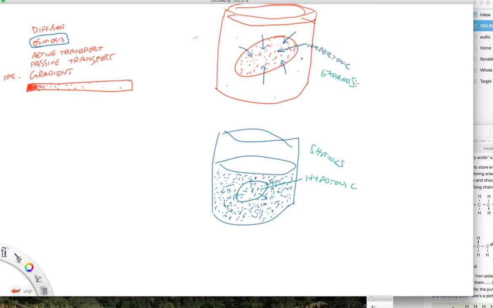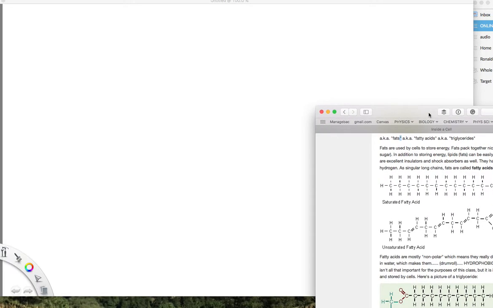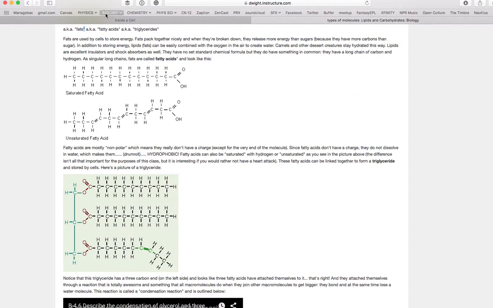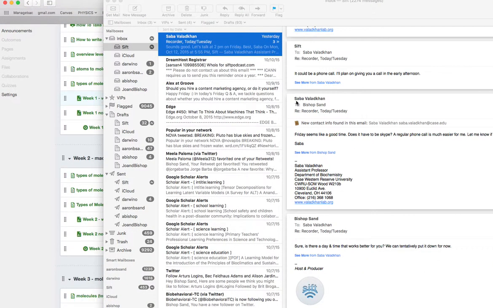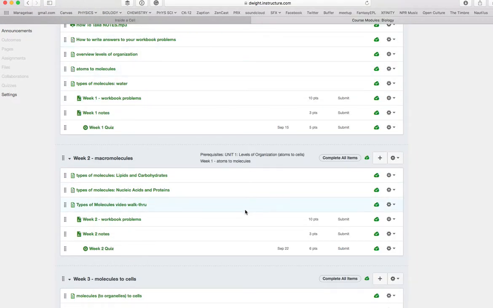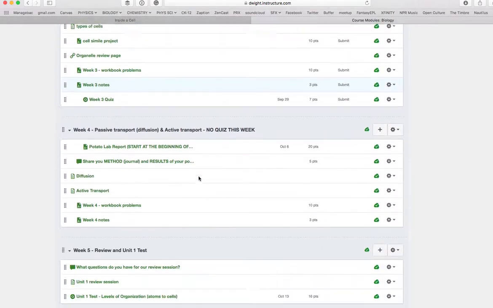Wunderbar. The last thing I want to talk about is this idea. Well, not an idea. It's just kind of like a list of organelles and so forth. Okay, so if you don't know the functions, and I was a little concerned by some of your responses to the cell simile project, if you don't know the functions of cells, organelles, you need to review this. Okay. You need to review this. Here we go.